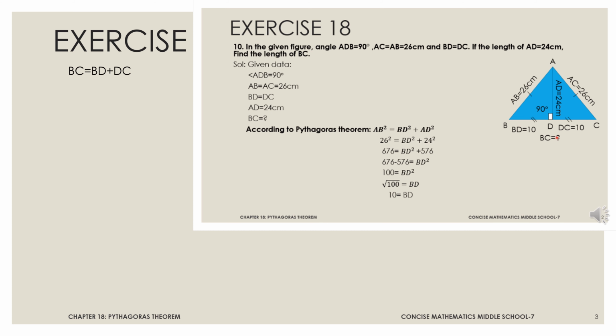But we need to find out BC. To find out the BC, it is now very easy, because BD plus DC will become BC, right? So this is what I have written over here. Now just substitute BD and DC. You will get 10 plus 10, that is BC is equal to 20 centimeter. So the length of this BC is 20 centimeter.